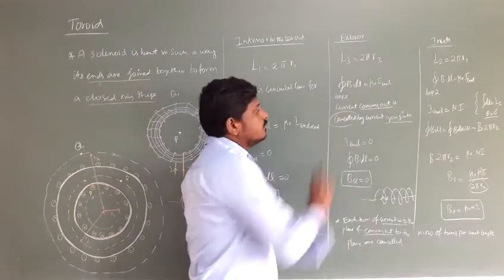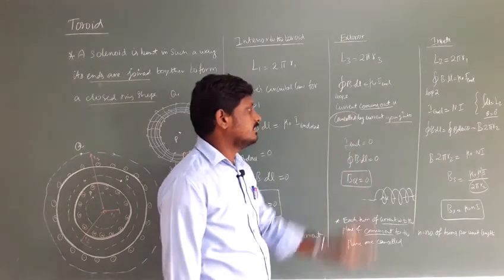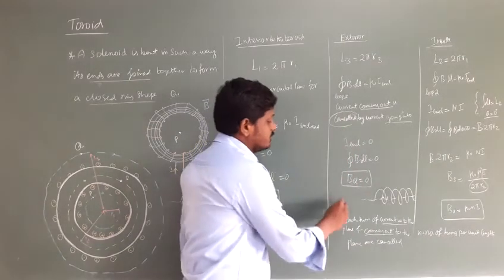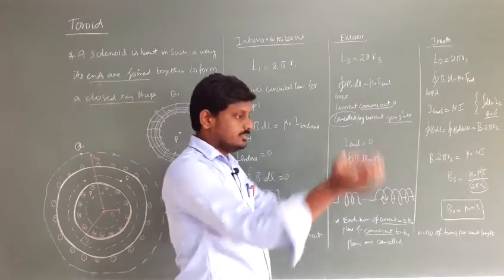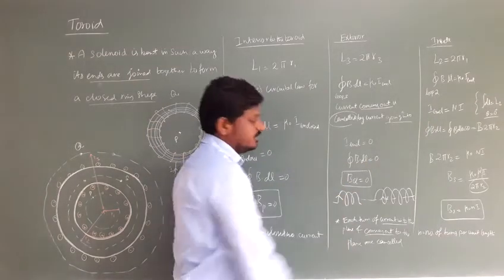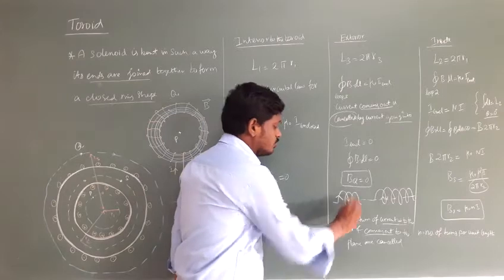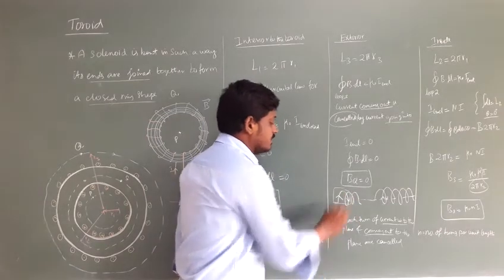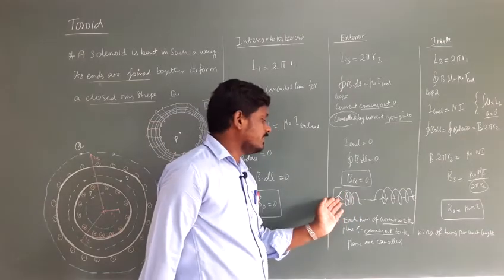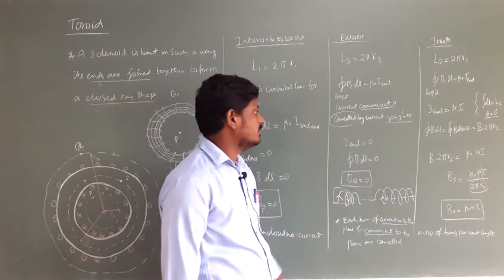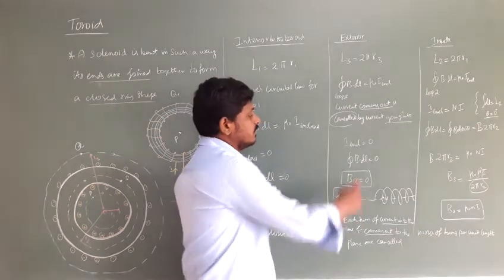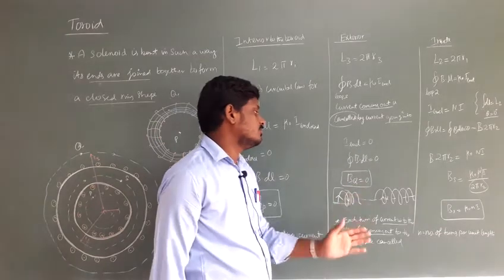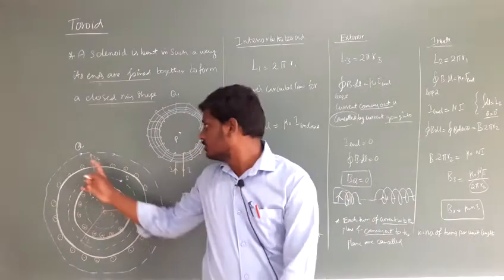The current going in and out is cancelled. How? In every turn the current goes in to the plane and then out, so it makes a toroid. Both the current in and out is cancelled in each turn. So the current enclosed is 0. As usual, current enclosed 0 means closed integral B dot dl is equal to 0. So the magnetic field at the point Q is 0.